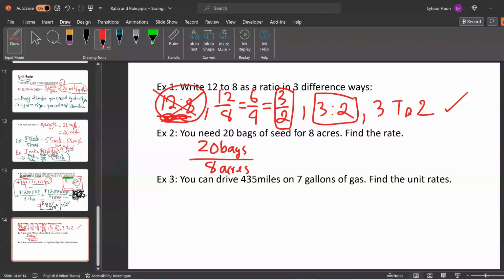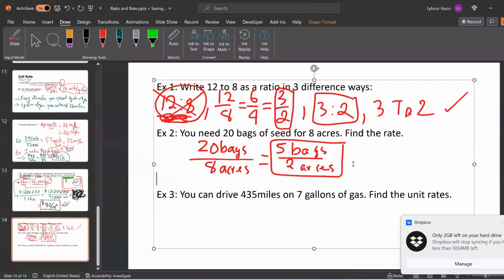But is this a final answer? We can still reduce it. We can divide it by 4, and we get 5 over 2. Don't forget the units: 5 bags over 2 acres. So this is the final answer. How about the last one?